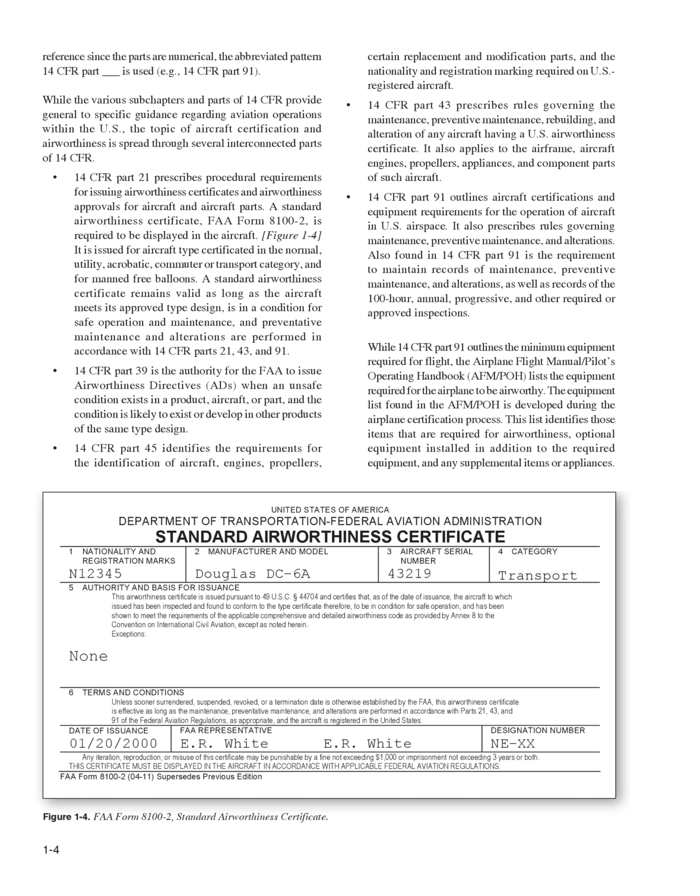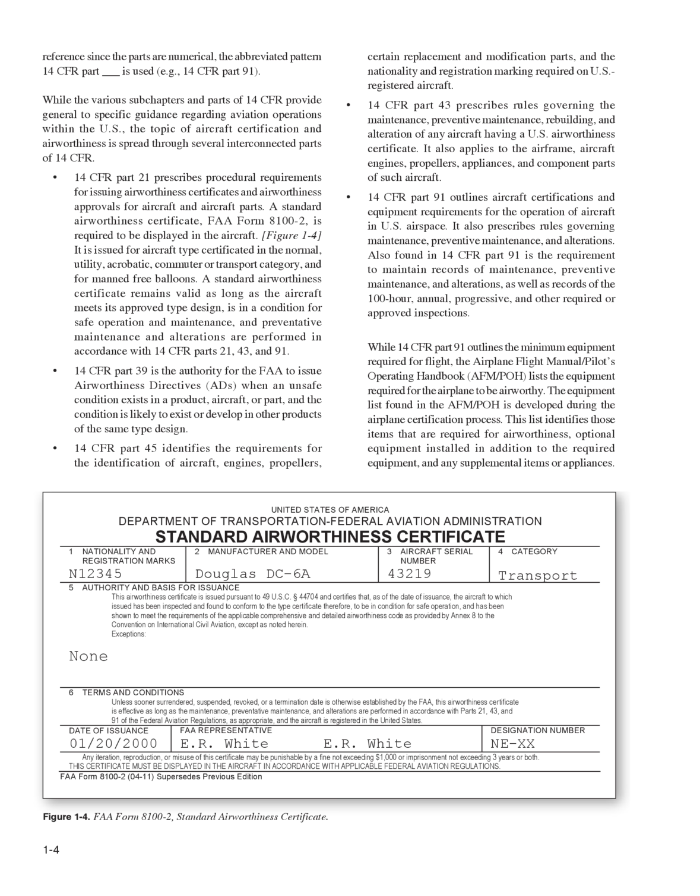A standard airworthiness certificate remains valid as long as the aircraft meets its approved type design, is in a condition for safe operation and maintenance, and preventative maintenance and alterations are performed in accordance with 14 CFR Parts 21, 43 and 91. 14 CFR Part 39 is the authority for the FAA to issue airworthiness directives, ADs, when an unsafe condition exists in a product, aircraft, or part, and the condition is likely to exist or develop in other products of the same type design. 14 CFR Part 45 identifies the requirements for the identification of aircraft, engines, propellers, certain replacement and modification parts, and the nationality and registration marking required on U.S. registered aircraft.